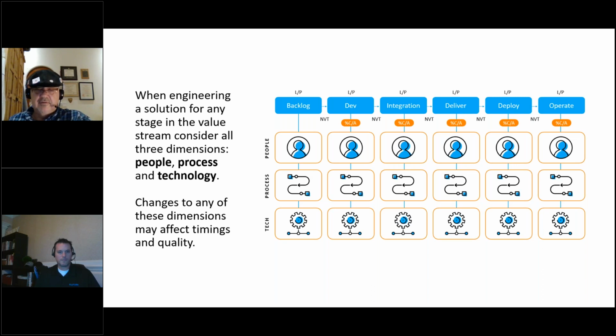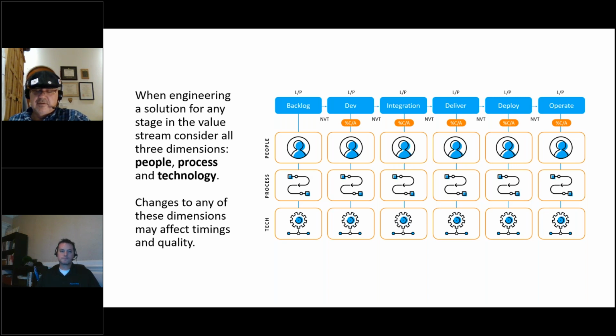Similar with processes. So a properly engineered solution really does explicitly consider those boxes under every one of those value stream items. And where there are bottlenecks that you're going to go after in particular, then those need to be detailed in significant detail. What are the people and process and technology items that are needed to really realize the solution? And that should be part of what ends up in your backlog.